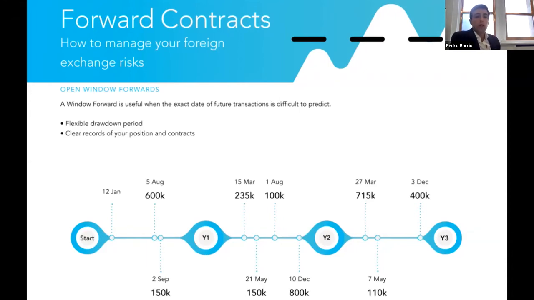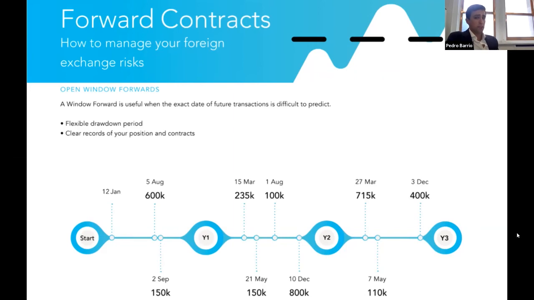So instead of just looking at a way of protecting the budget rate for each specific payment that we're going to have to do, we can look at a wider period of time to cover, for example, a whole season or a quarter of the year in terms of purchases, even a whole year. So this is the most common one. A very frequent way of working with window forwards is to use different windows for different periods of time. For example, doing a bi-yearly forward, one covering the first half of the year and another covering just the second half of the year.